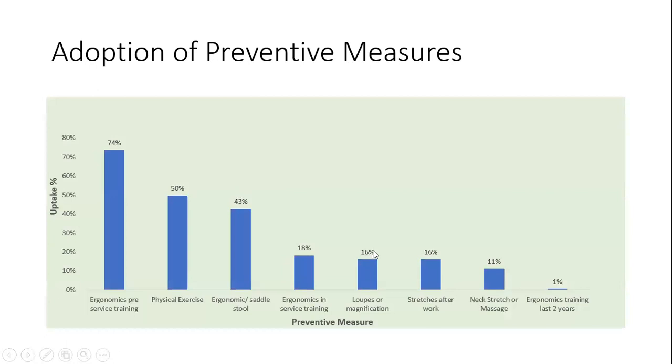Another aspect is the adoption of preventive measures. We assessed the level of training in pre-service programs, and 74% were reporting they had received training in ergonomics in their pre-graduate training. So that points to a bit of a gap there: 26% said they didn't get any training on ergonomics. Physical exercise is a preventive measure. It's like your recreational physical exercise, with high adoption there.